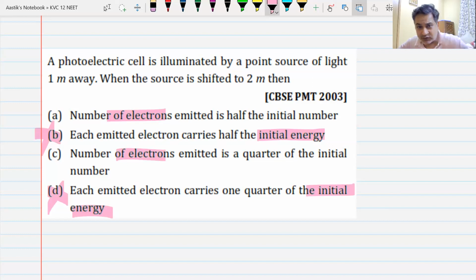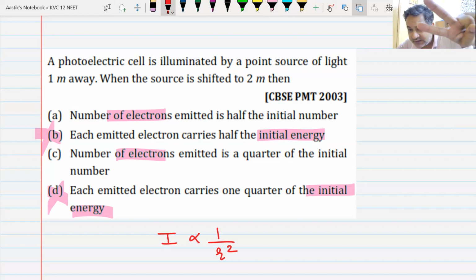Now, photoelectric current depends on intensity, yes or no? For a point source, I told you the answer. For a point source, the intensity is inversely proportional to distance square, yes or no? Well done. Distance becomes twice, so intensity becomes 1 by 4. If intensity becomes 1 by 4, current becomes 1 by 4, and your number of photoelectrons also becomes 1 by 4. JEE people were not able to answer this.